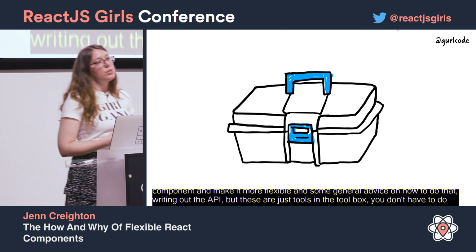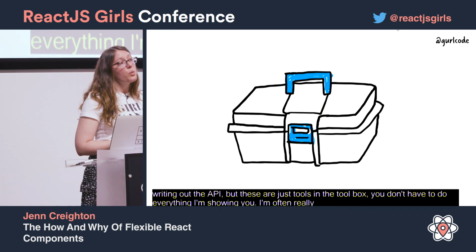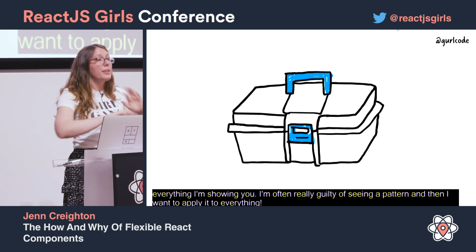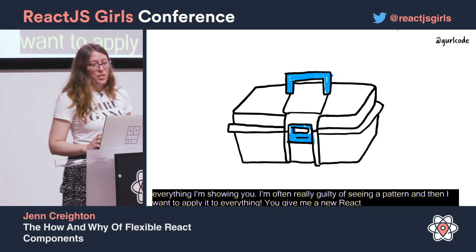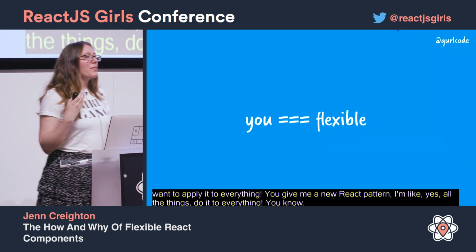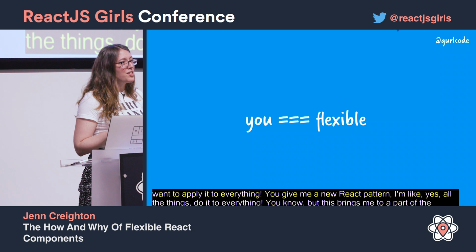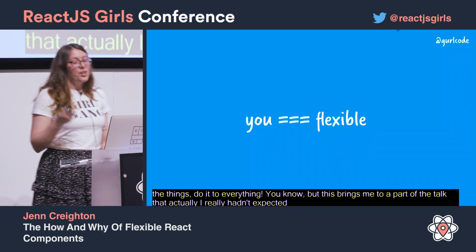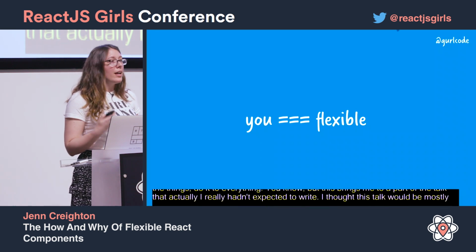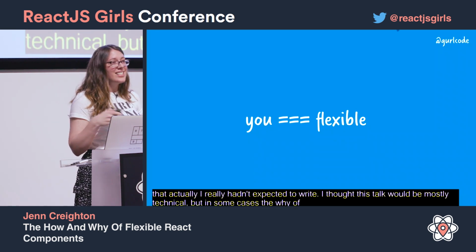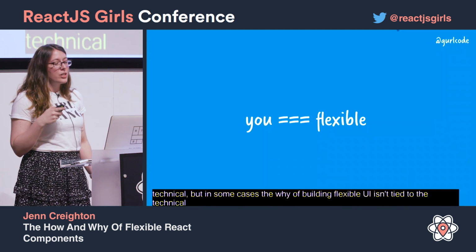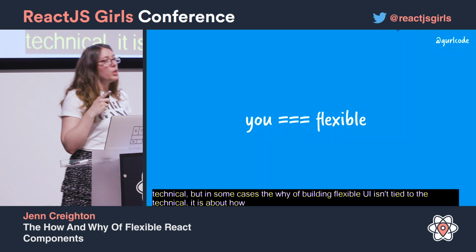I'm often really guilty of seeing a pattern, and then I want to apply it to everything. You give me a new React pattern, and I'm like, yes, all the things. Do it to everything. But this brings me to a part of the talk that I really hadn't expected to write. I thought this talk would be mostly technical, but in some cases, the why of building flexible UI isn't tied to the technical. It's about how you approach code as an engineer and how that impacts what you write.